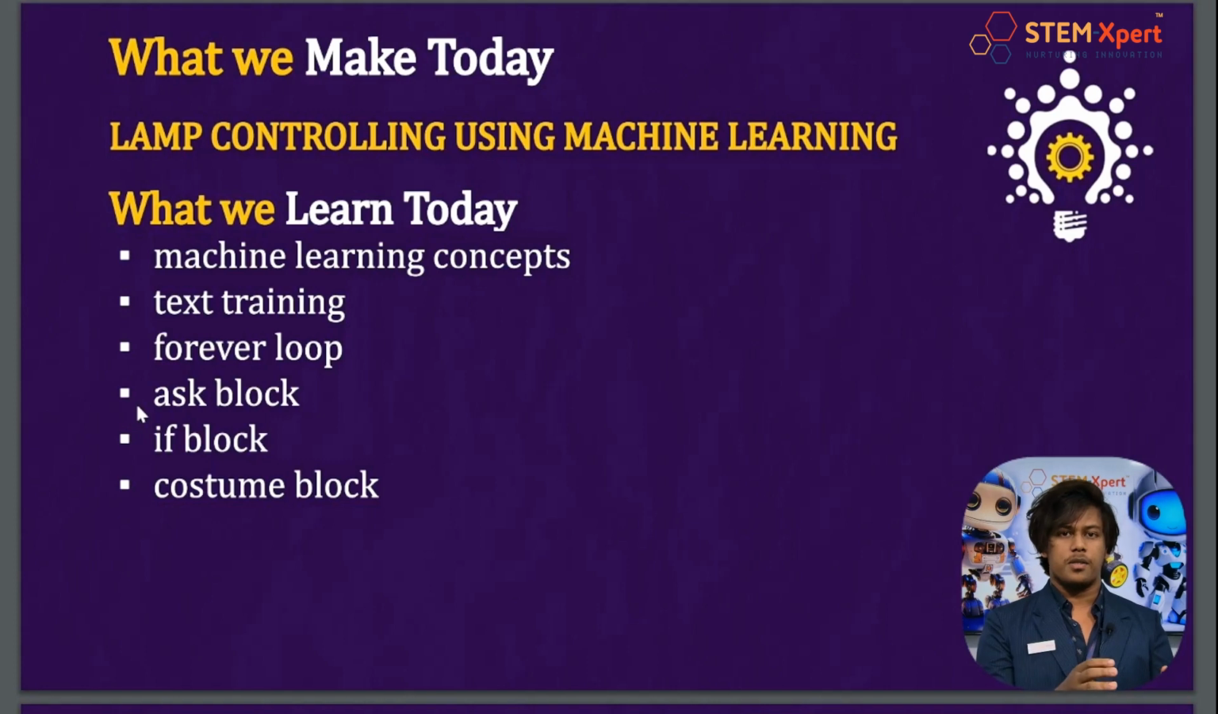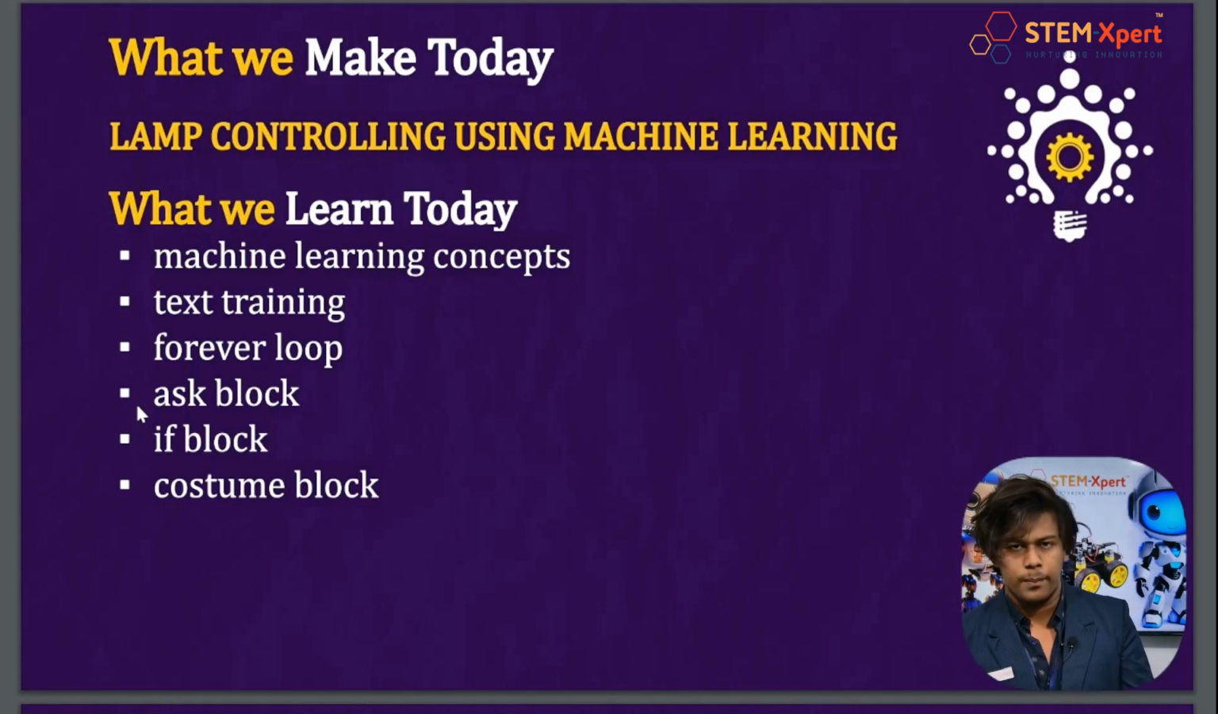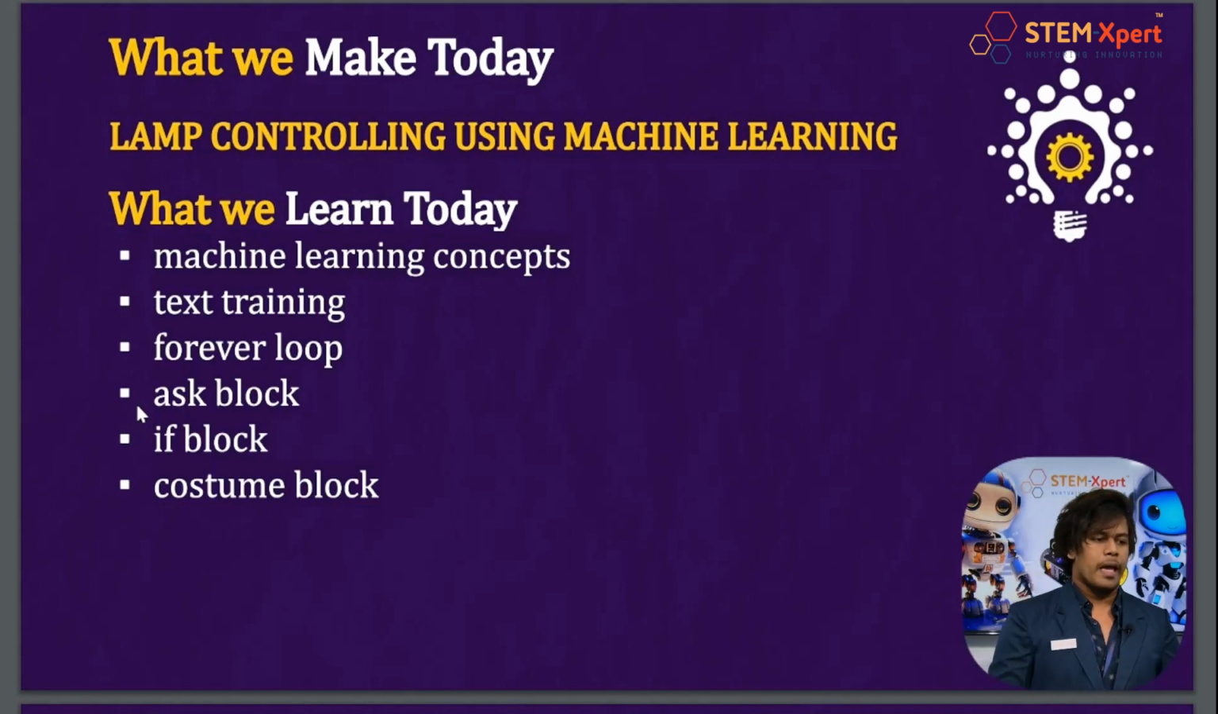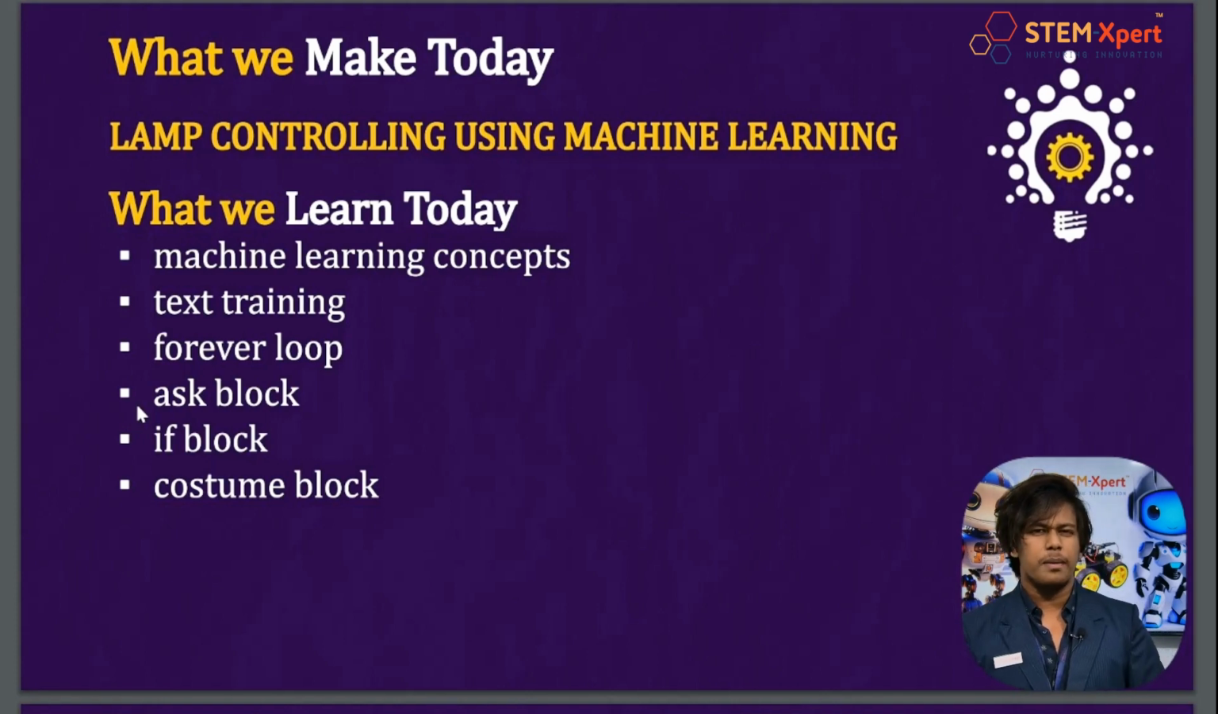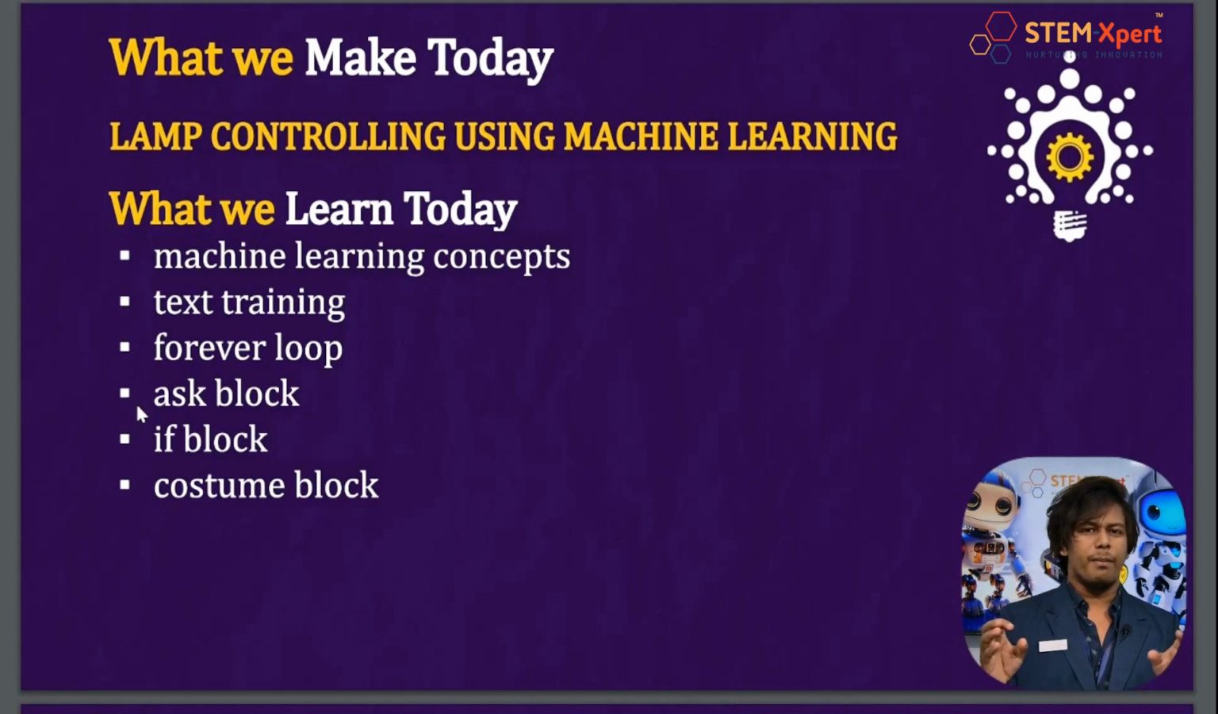So I hope you can see the screen, and over there you can see machine learning, of course, that we just did, and text training. Of course, here we'll be using a software called machine learning for kids. I'm gonna let you know. And here we'll be using the forever loop from Scratch, ask block, if block, and question blocks. So these are the things that we'll be learning today.